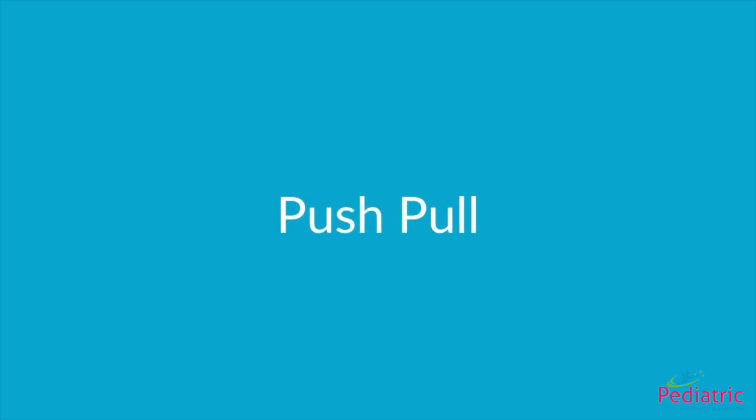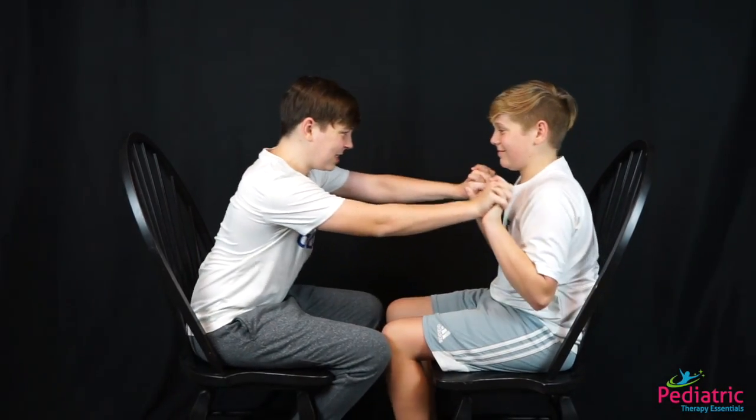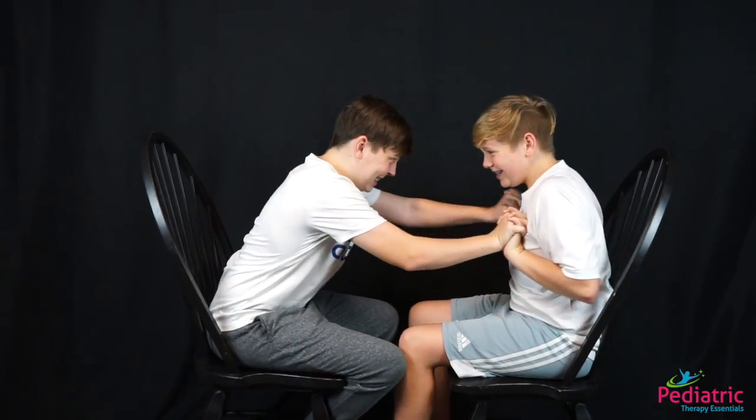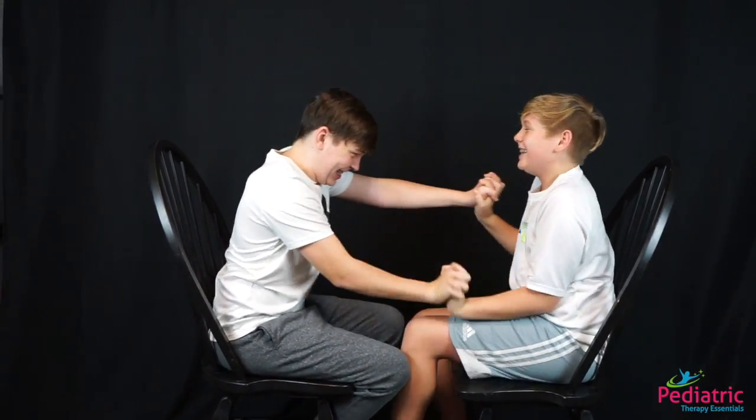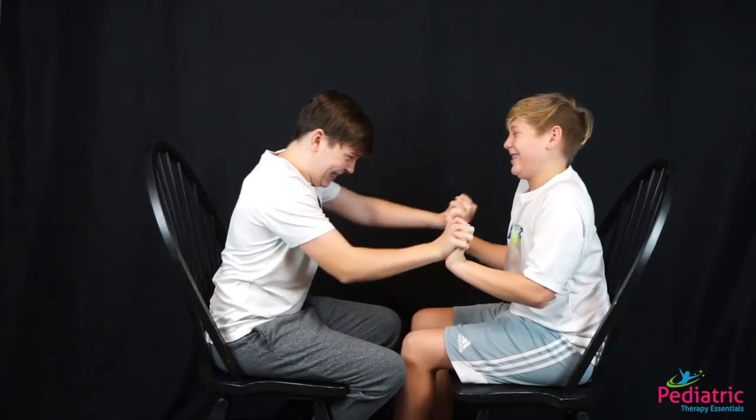The next activity is the push-pull game. Again, all you will need for this activity is a chair or seating device. To play this game, sit across from your partner, lace your fingers with theirs, then try to push or pull each other forward and backward. Whether you are pulling your opponent or resisting their pushing, your core is hard at work.